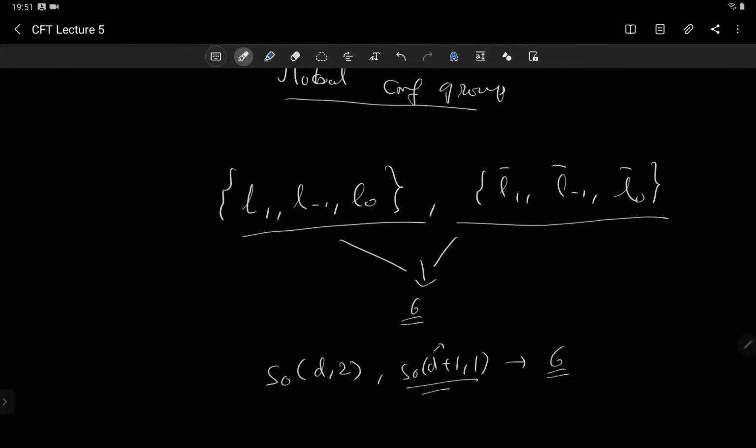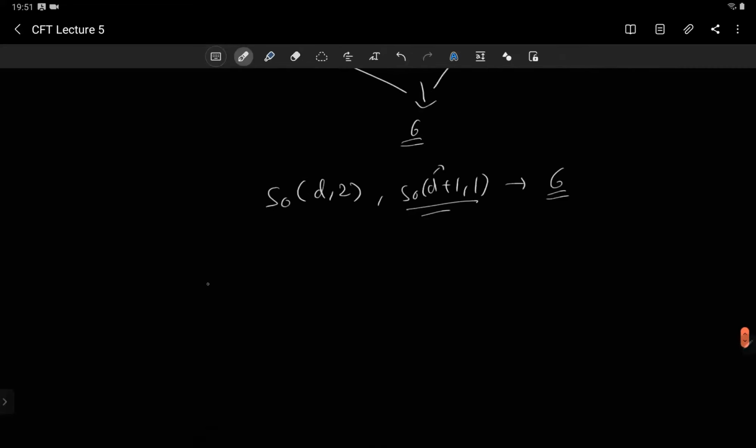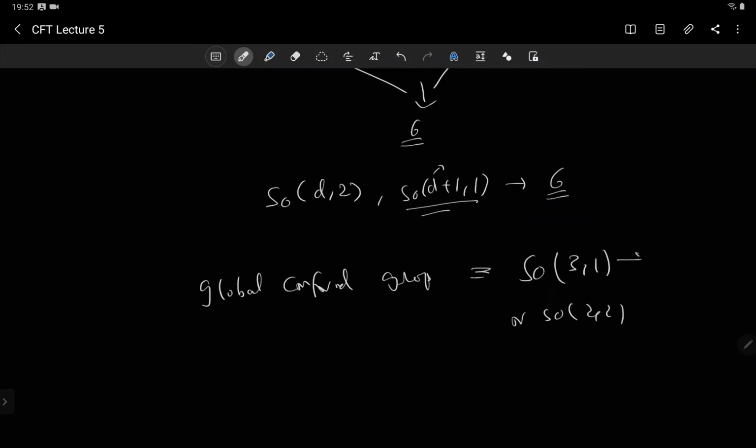So what we say here, and we will check this, is that the global conformal group is just equal to SO(3,1) or SO(2,2). If it is Euclidean, it is SO(3,1), and if it's Lorentzian, it is SO(2,2). So the group is still the same, but the algebra is an infinite dimensional algebra.